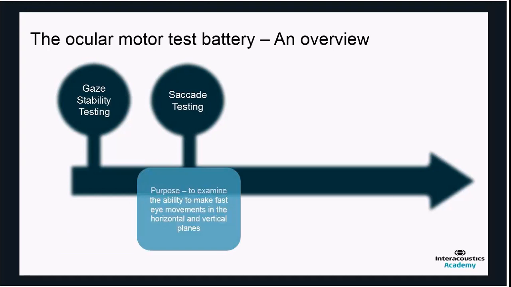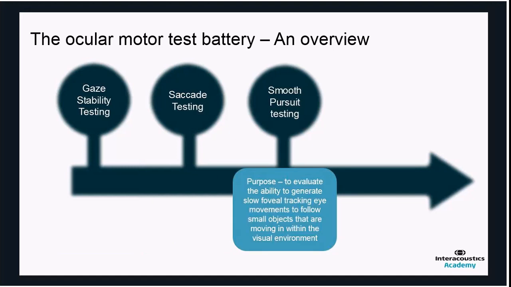So to recap, this is to examine the patient's ability to maintain steady gaze in different conditions, with and without fixation. We've considered saccade testing. The purpose of saccade testing, obviously, is to examine the ability to make fast eye movements in the horizontal and vertical plane. We've considered smooth pursuit testing.